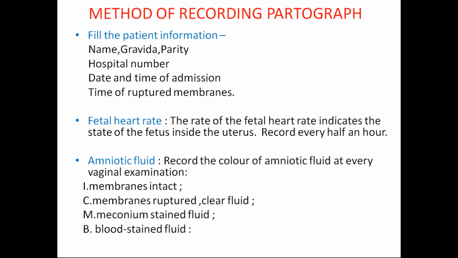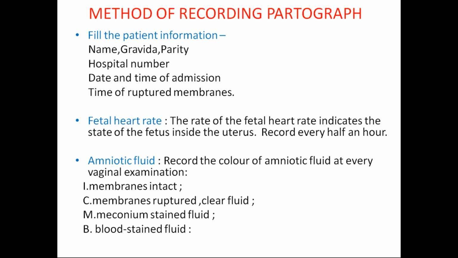Method of recording partograph. First, we have to fill the patient information like name of the patient, gravida, para, and the hospital number, date and time of admission, and the time of membranes when the membranes are ruptured. Fetal heart rate. Fetal heart rate is usually recorded in a half an hourly interval, and it indicates the status of the fetus inside the uterus.